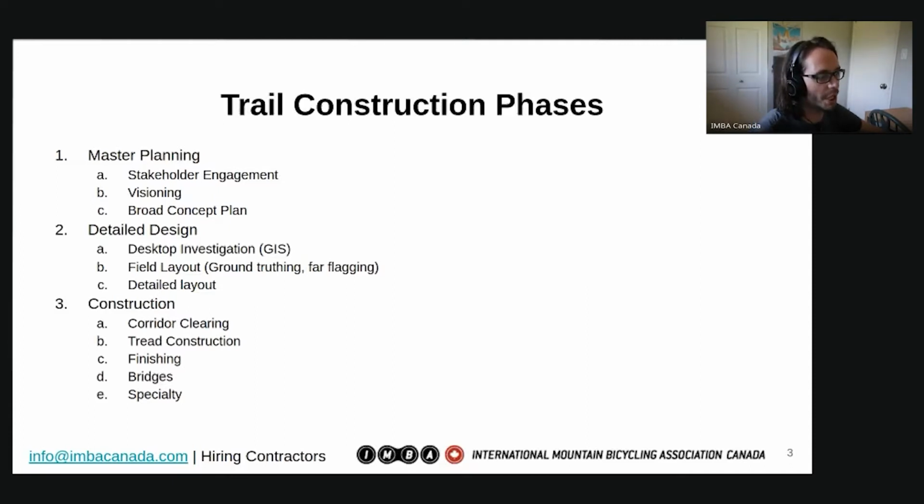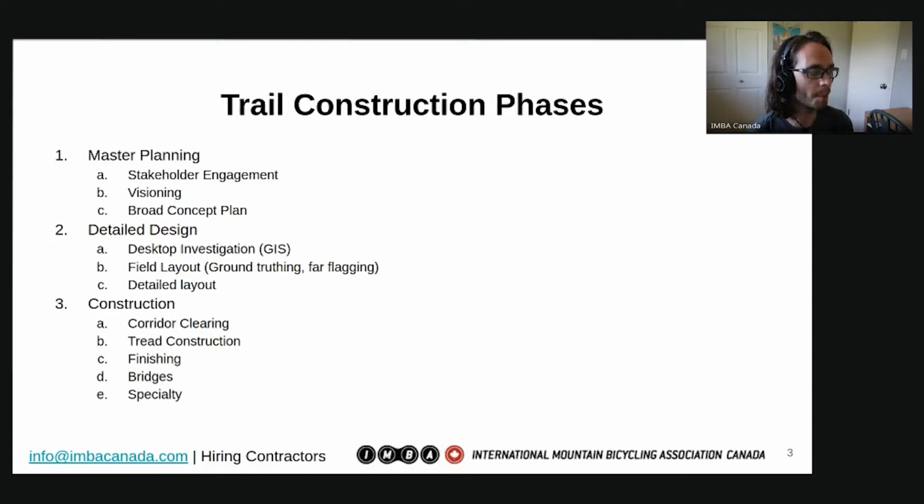And then finally, construction, which can be broken down into a few different phases. Again, totally arbitrary based on your local terrain and context and everything that you need. But from corridor clearing to finishing the trail tread, even just enhancing a trail with new features can be included with tread construction or finishing. So don't concern yourself too much with what falls into what category here, because we'll take a look at how to describe the work so that you can get a useful proposal or quote from the contractors that you're trying to engage with. And then there's also some specialty work.